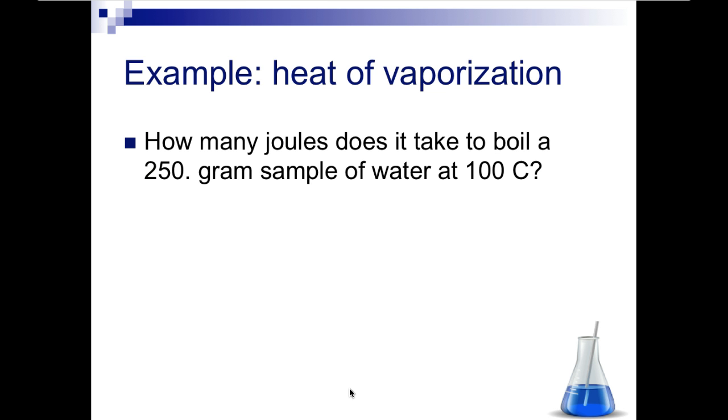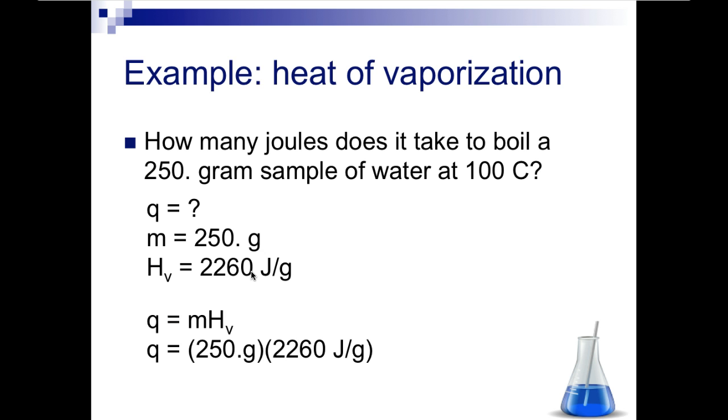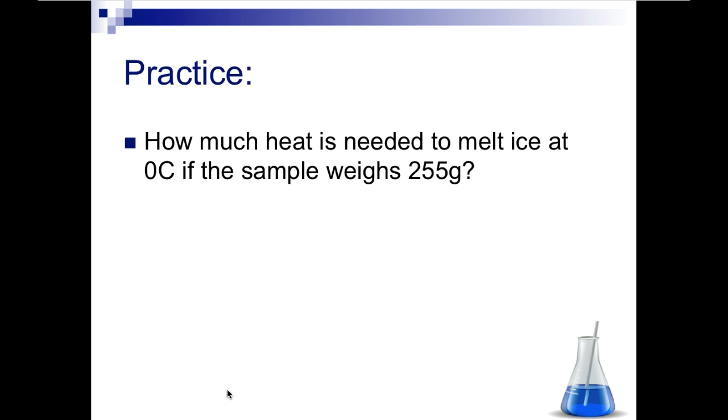Let's look at heat of vaporization example. How many joules does it take to boil a 250-gram sample of water at 100 degrees Celsius? So again, this is a heat of vaporization problem, so let's list out our variables. And in this case, we're going to use the other constant, this 2260 constant instead, because we're talking about heats of vaporization. So we're going to plug it into our formula, and then we're going to solve. And this has 3 sig figs, so does this, so our answer needs to have 3 sig figs, so we're done.